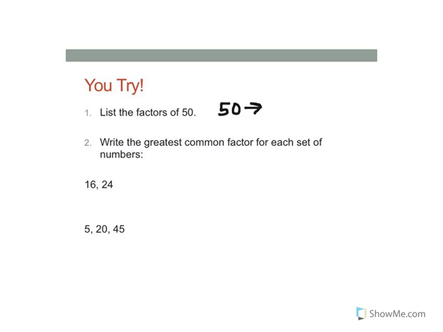Okay, here we go. For the factors of 50, I have 1 and 50, 2 and 25. I know that if I add 5 plus 0, it's 5, so 3 is not going to be a factor. 50 is not divisible by 4, so 4 is not a factor, but I do know that 5 times 10 is going to give me 50. So the factors of 50 are 1, 2, 5, 10, 25, and 50.